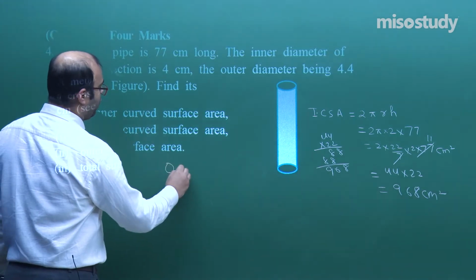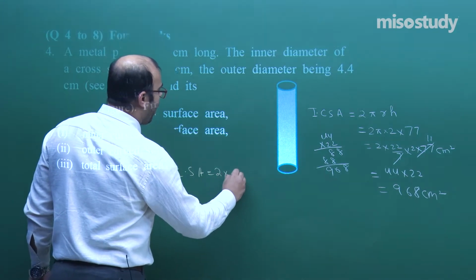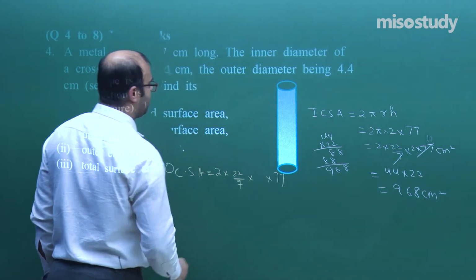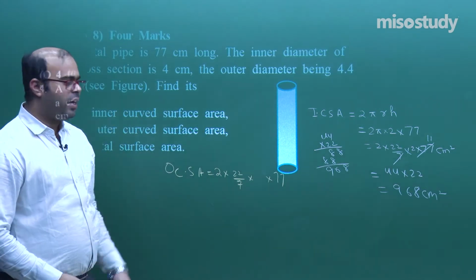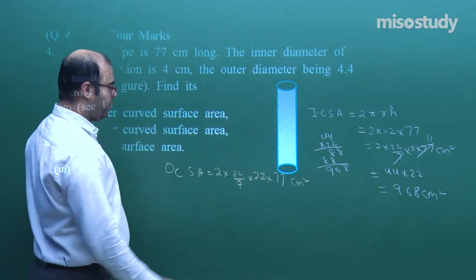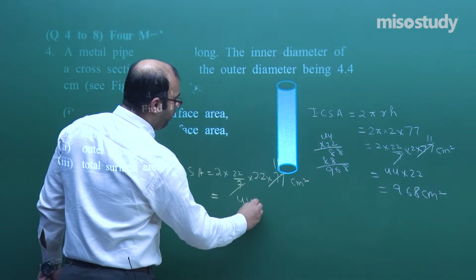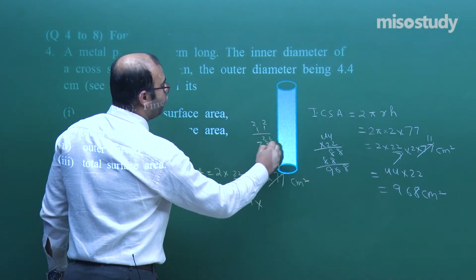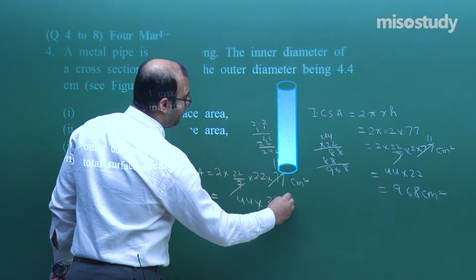Now, let us find the outer curved surface area. For outer curved surface area, the radius will change only. So, 2 pi capital R, which I will put here, and height is the same, 77 centimeter. The outer diameter is 4.4 centimeter, so we will halve this, we will get 2.2 centimeter. So, 2.2 centimeter is the outer radius. Now, let us calculate this. 7 into 11 is 77, 22 into 2 is 44, and here 2.2 into 11 we will do. So, 2.2 into 11 is 22 and 22, this will become 242, so this will become 24.2.